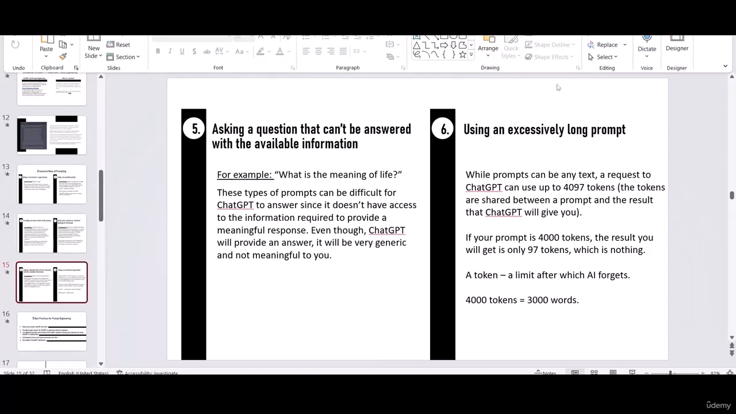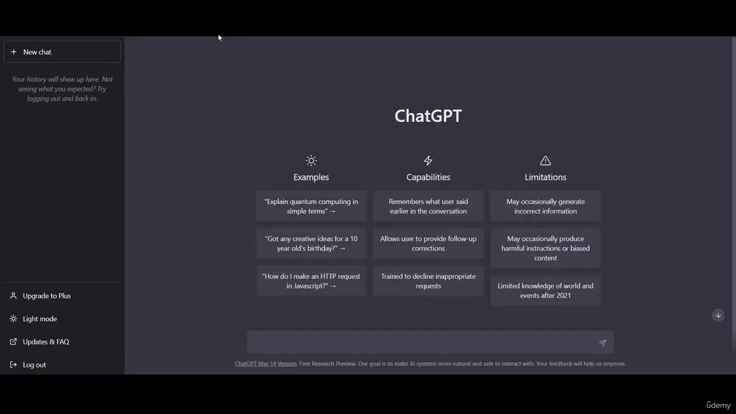And number six is using an excessively long prompt. While prompts can be any text, a request to ChatGPT can use up to 4,097 tokens. The tokens are shared between a prompt and the result that ChatGPT will give you. If your prompt is 4,000 tokens, the result you'll get is only 97 tokens, which is nothing. A token is a limit after which AI forgets, so 4,000 tokens equal 3,000 words. So let me go and show you what I mean by the tokens.